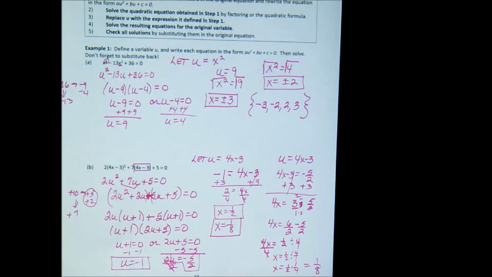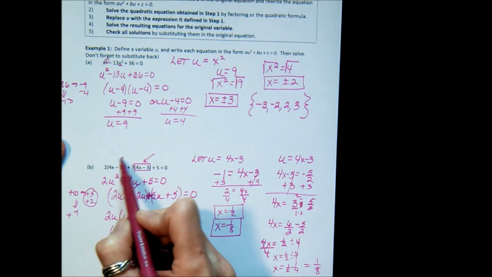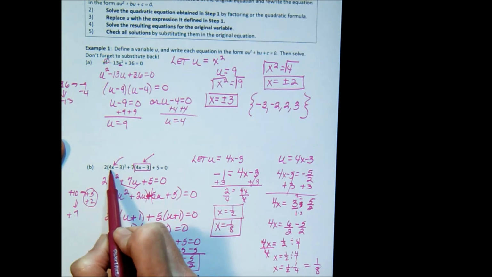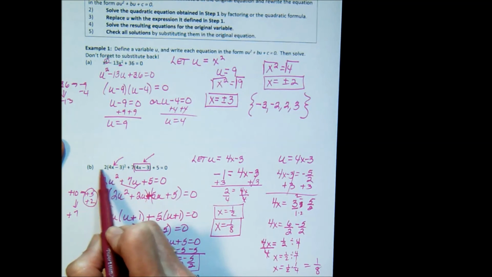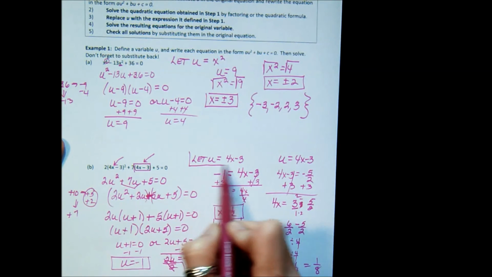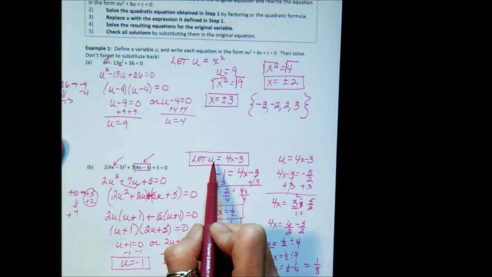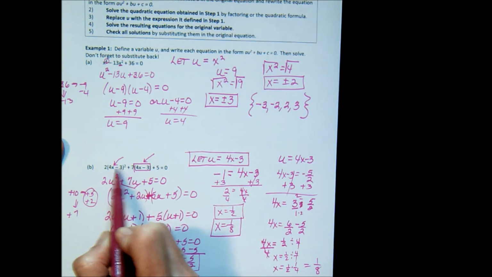And I did it, it's kind of a manipulation. We are, rather than dealing with these long pieces that when foiled would make for a lot of terms and a kind of a mess, we're just substituting, and we're using that middle term to tell us what we're going to let u be, and then the other one becomes u squared.